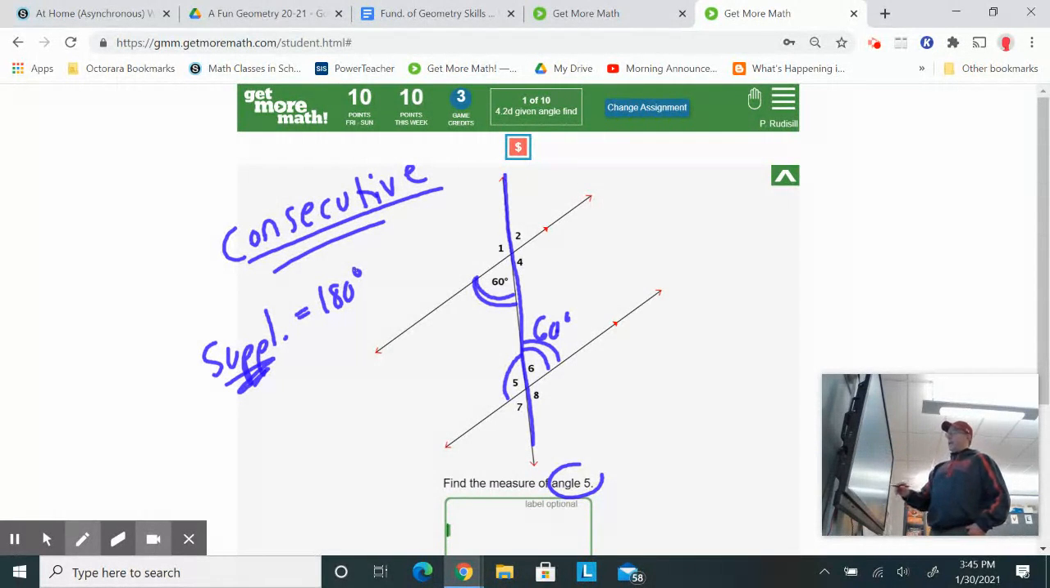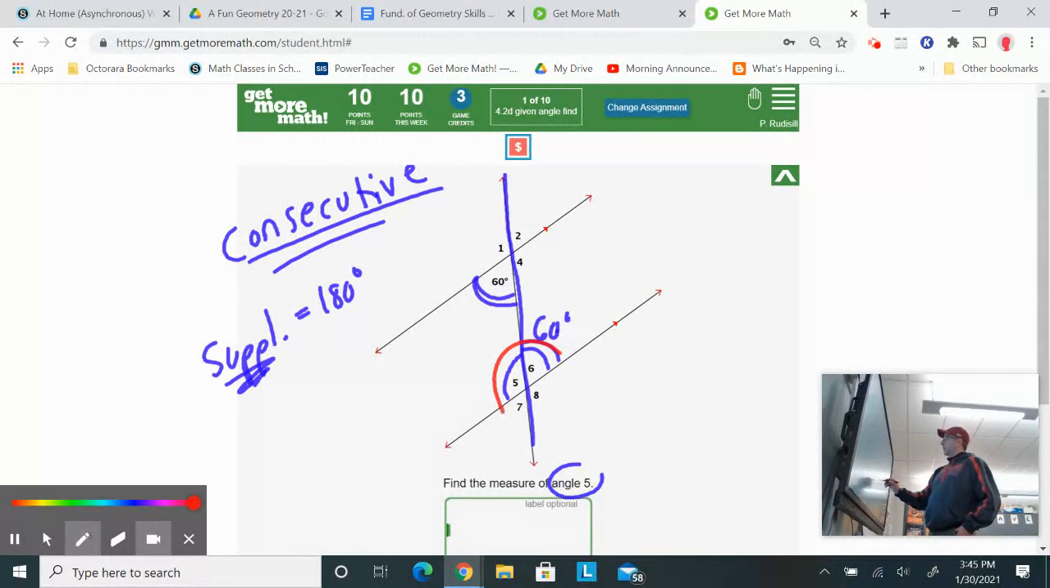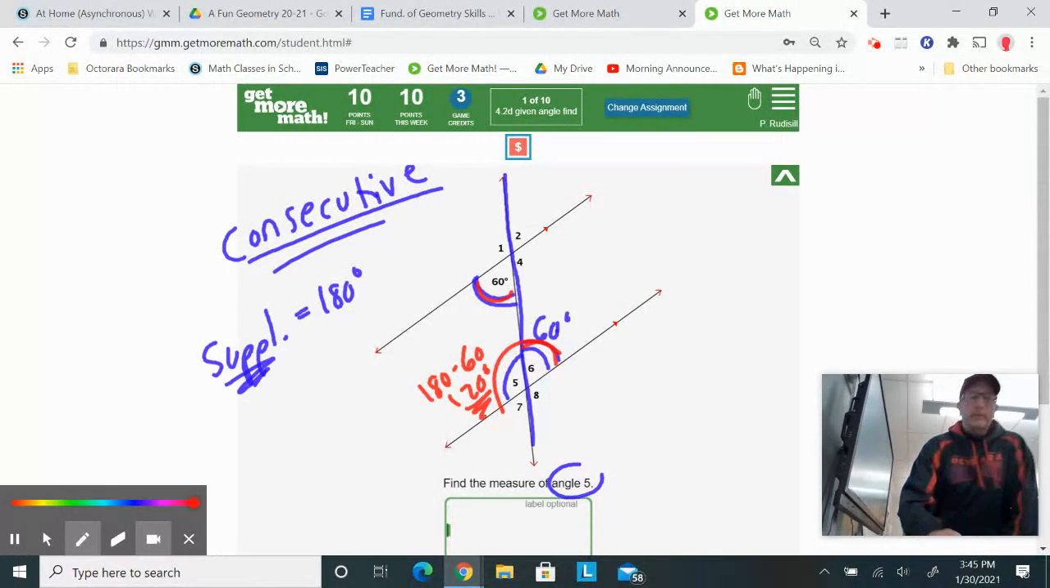So to find angle 5, I would take 180 degrees minus the 60, which we know is angle 6. We get 120 degrees. So angle 5 has to be 120 degrees.